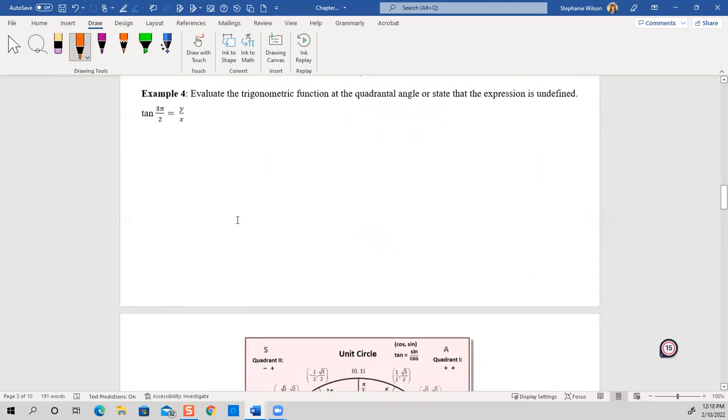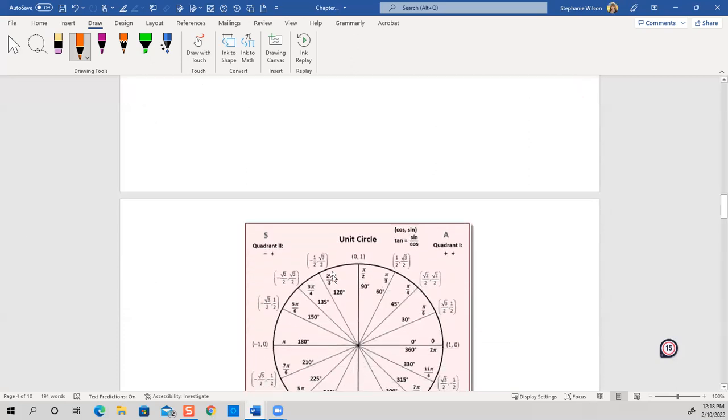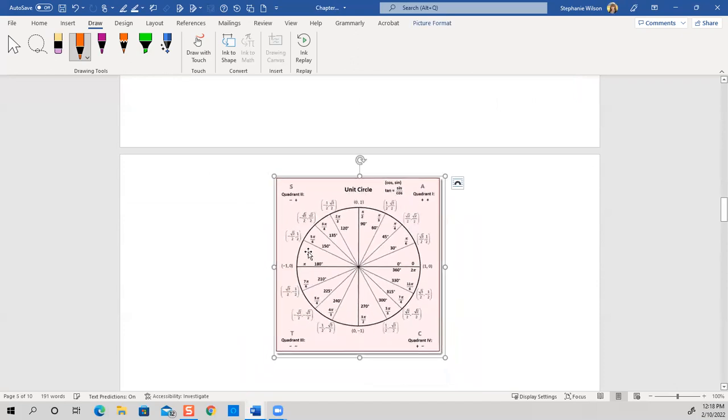Example 4. Example 4 says, evaluate the trigonometric function at a quadrantal angle or state that the expression is undefined. So what we're going to have to do is go to our unit circle. I put it right here. Let me make it a little bit smaller. Maybe we can get on the same page.